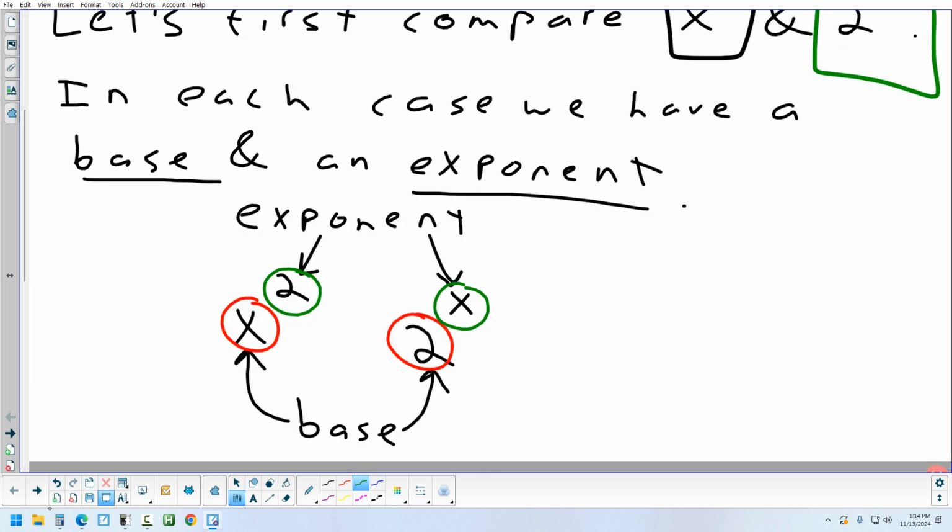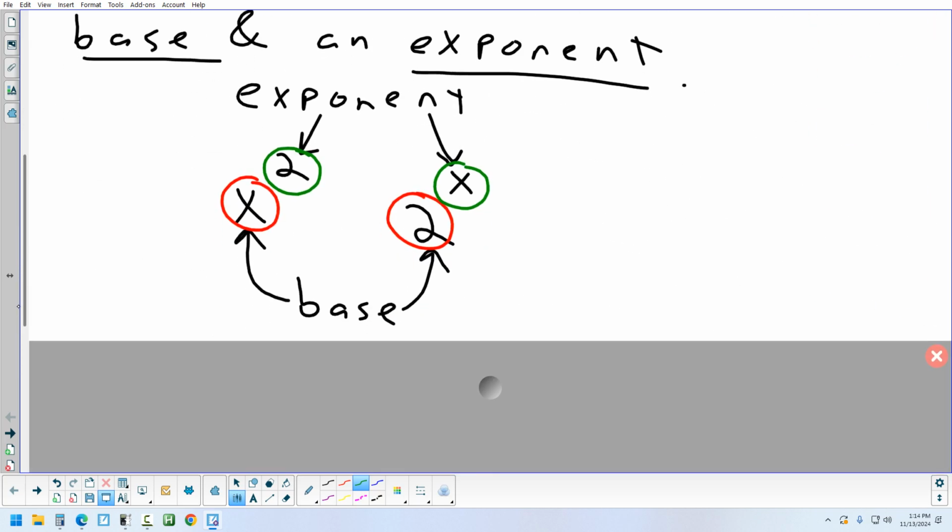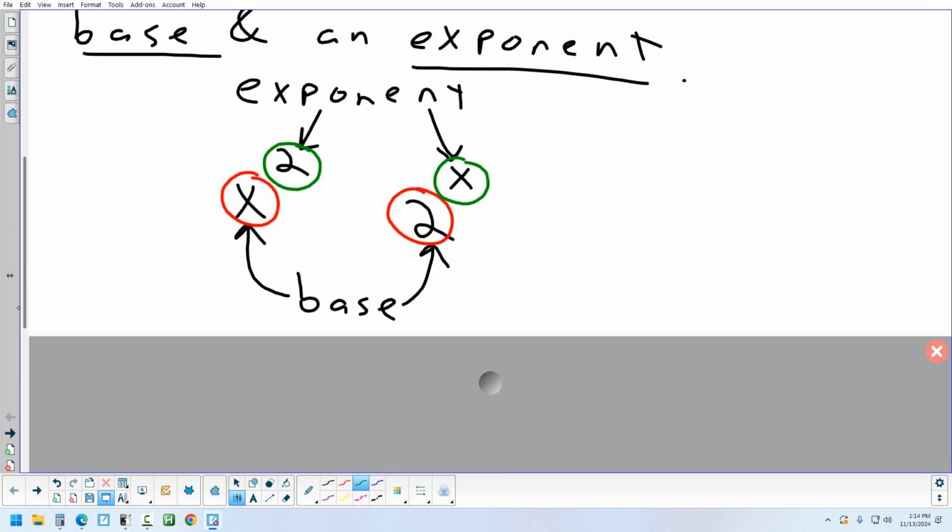Having a letter as an exponent is one of the things you need to have for it to be called exponential. Having a letter in the exponent is one of them. If I were to graph both of them, which one of these do you think curves up faster? X squared or 2 to the x? 2 to the x. Yeah, 2 to the x curves up a lot faster.